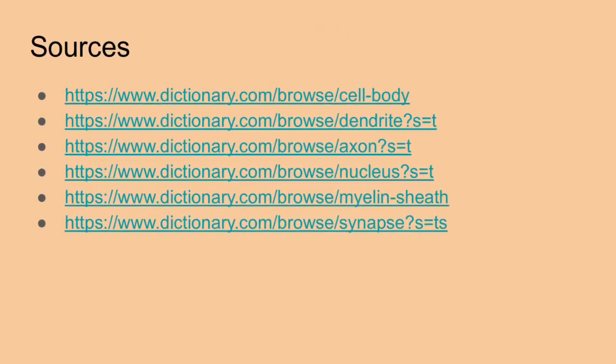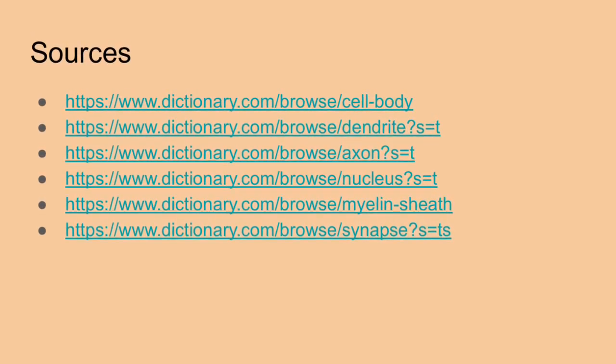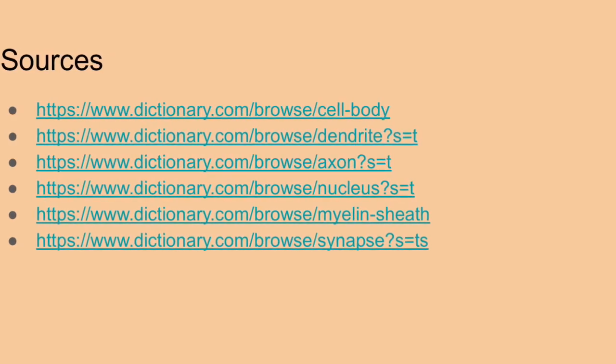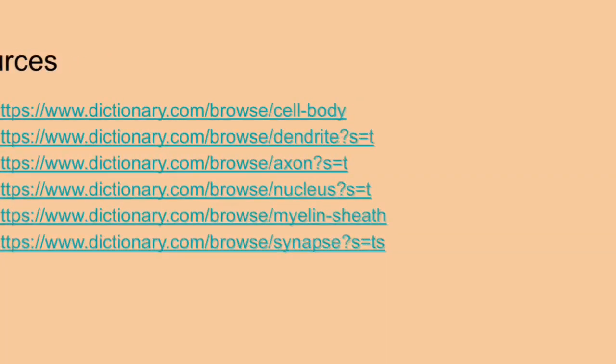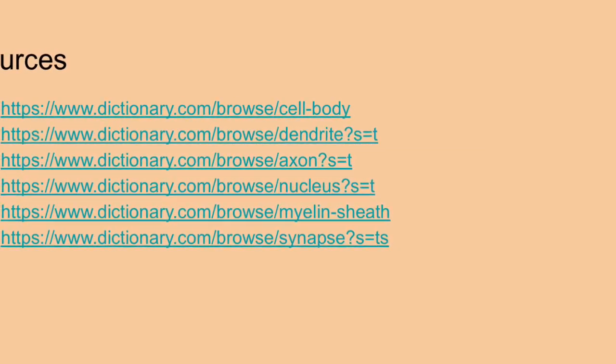Here are the resources I used when researching about the cell body. The cell body is a very complex thing, but definitely something that should be learned. This is the end of my presentation on a nerve cell body.